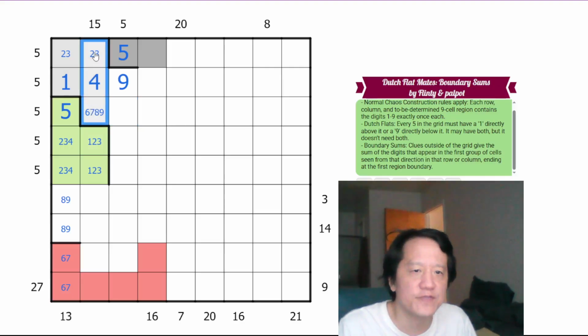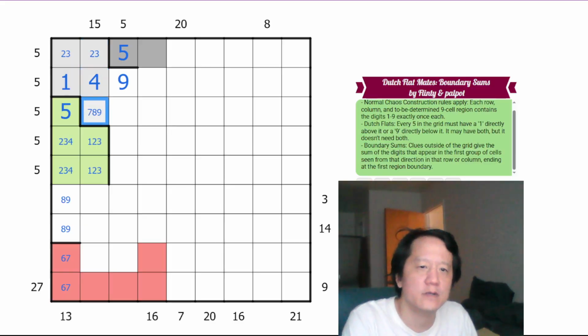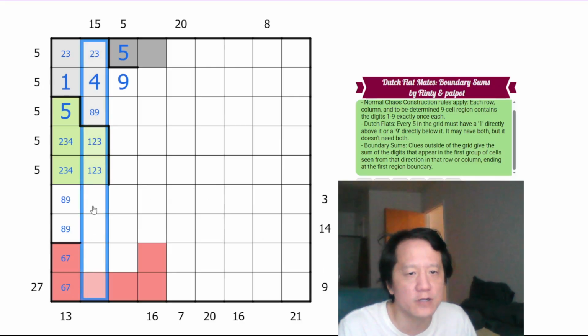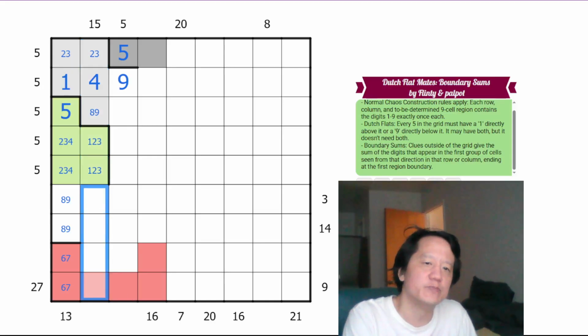This adds up to 15. So it could be 2, 4, 9. Or 3, 4, 8 adding up to 15. We know that we have a 1, 2, 3 triplet in column 2, which eliminates 1, 2, 3 in the rest of the column. So this must be 5 through 9 remaining here.